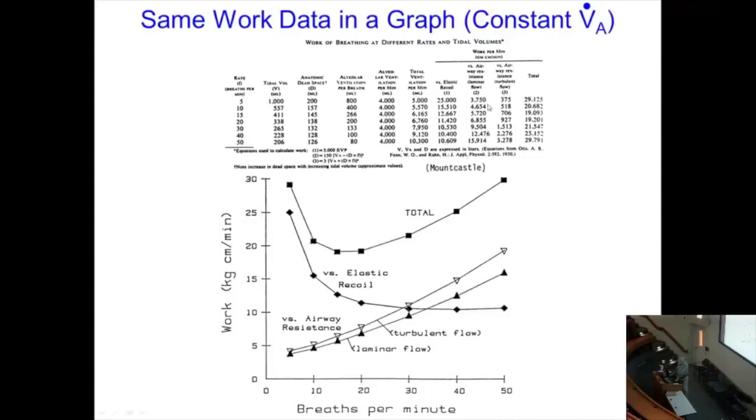Now, the next 2 columns show work against airway resistance, and these are divided into laminar flow and turbulent flow. So if we look at this point, we have to do this much work, looks like about 16, against laminar flow, and then 3 or 4 extra against turbulent flow.